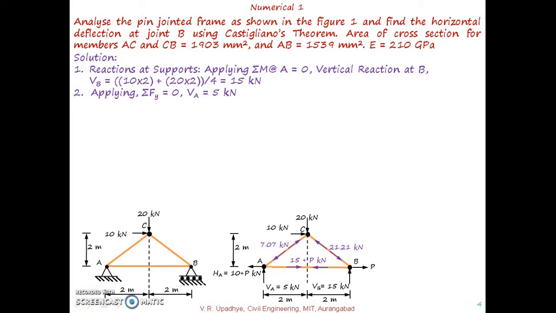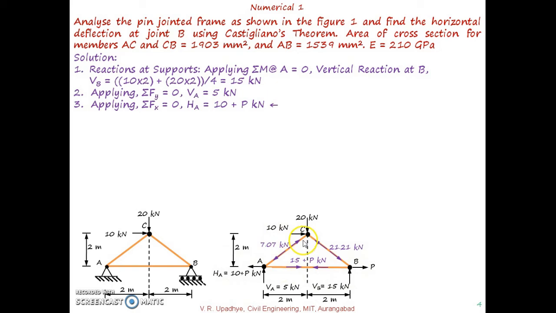Now if we apply summation Fx equal to 0, the horizontal reaction at support A, which is hinge support. So the equation will be HA plus 10 plus P equal to 0. So initially if we consider HA reaction in positive x direction, so that will become HA plus the horizontal force at C joint, that is 10 kilonewton, and at B P force is applied where deflection is to be calculated.